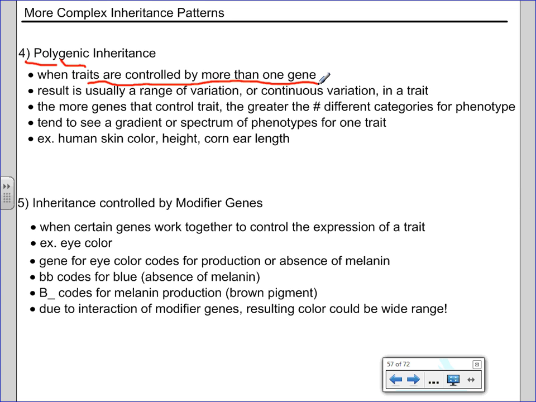The more genes that control the trait, the greater the number of different categories for the phenotype. Examples would be human skin color, where there's a wide range, body height, and corneal length. For this one, we're not going to be looking at any problems, just that you understand that when a certain trait is controlled by more than one gene, we call it polygenic inheritance.